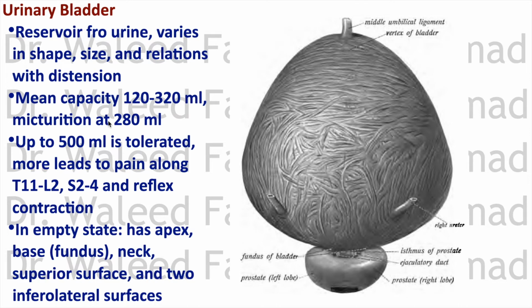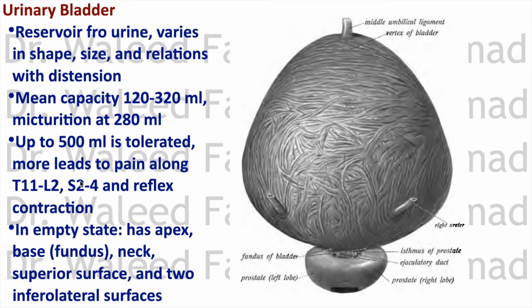Now, if micturition starts at 280 milliliters, there is awareness of urine before that. But up to 500 milliliters, half a liter, it's tolerated. After that, pain starts to develop, and it's carried by the T11 through L2 spinal cord segments and S2, 3, 4. That's through the pelvic splanchnic nerves.